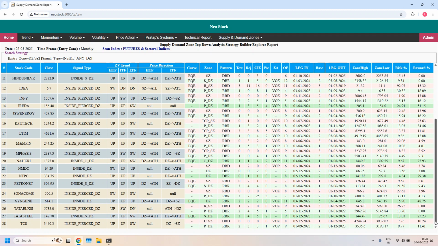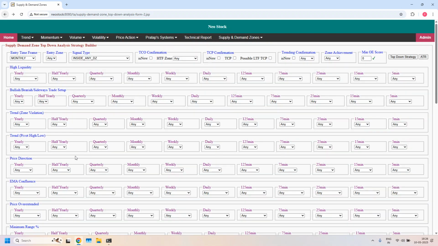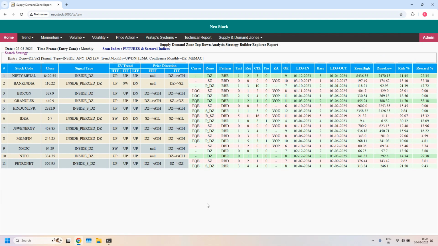Let's further filter this list based on monthly demand zone having monthly EMA confluence. In the EMA confluence at monthly, I'm checking monthly demand zone having monthly EMA. At the same time, trend on the monthly should not be sideways. It can be up or down. So 11 stocks are filtered.